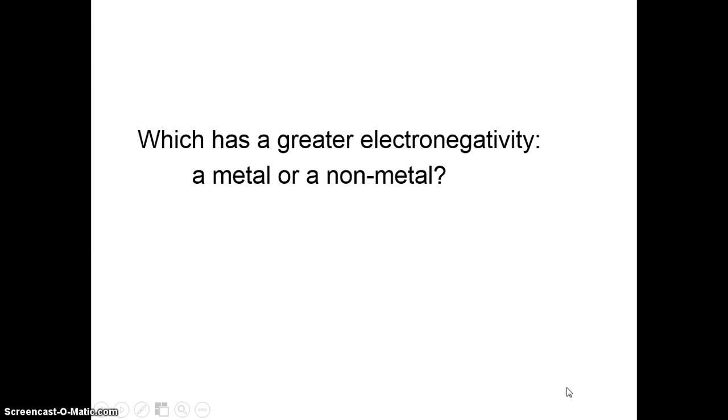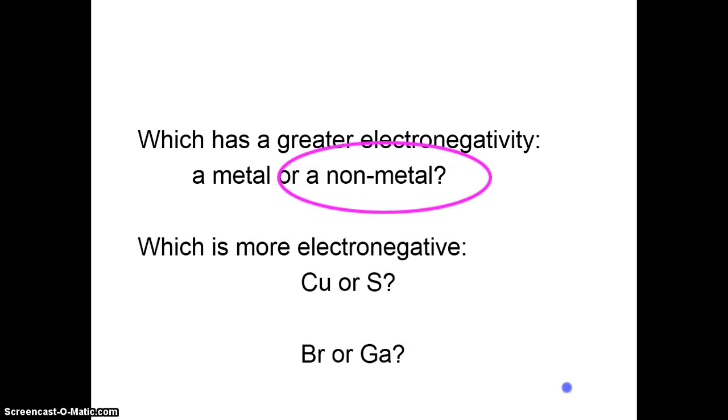Which has a greater electronegativity, a metal or a nonmetal? Definitely a nonmetal. Which is more electronegative, copper or sulfur, bromine or gallium? So we'll have to decide which one's a metal and which one's a nonmetal. So since nonmetals have a higher electronegative value, sulfur has a higher electronegative value than copper, bromine has a higher one than gallium.